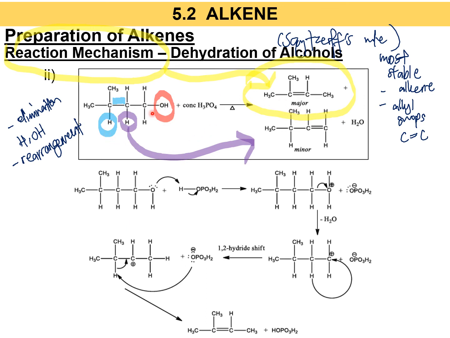Okay, only the OH we take from here. But when we want to get the major product, the most stable alkene, we will take H from here. We will do a 1,2 hydride shift. We will do a rearrangement reaction.